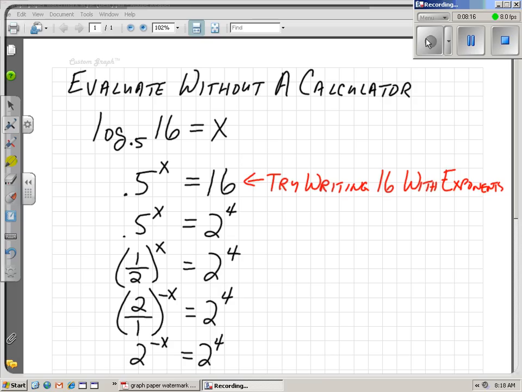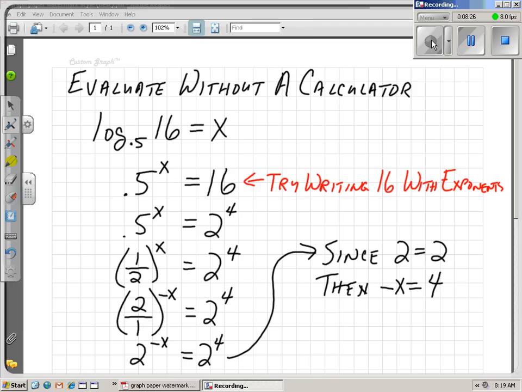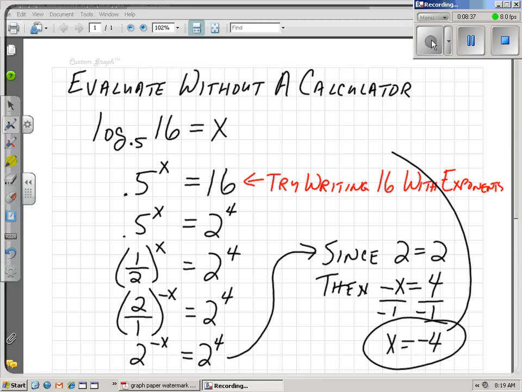Now, since the bases are the same, since 2 equals 2, since base equals base, then exponent must equal exponent. It just makes sense. And if negative x equals 4, well, I just divide them both by negative 1 to find out that x must be negative 4. And we could go all the way back to our original equation and plug it in with our calculator, 0.5 raised to the negative 4, and we should get 16. That's a good check. You don't have to check. I advise that you check, but I'm not going to make you check. You just do that for your own good.